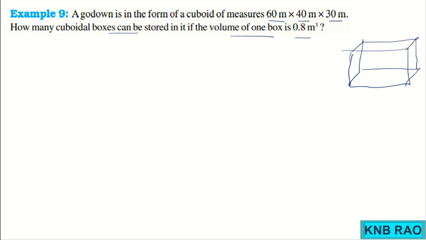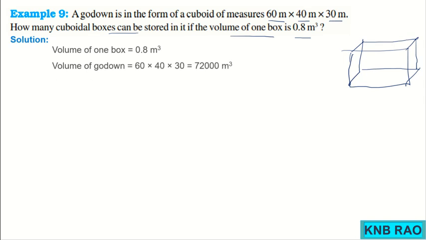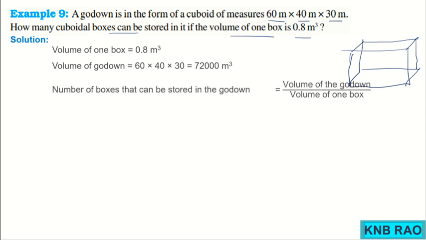Okay. So, volume of the godown divided by volume of one box. Here volume of one box is 0.8 meter cube and volume of the godown is 72,000 meter cube. You know how to find 60 into 40 into 30. The number of boxes that can be stored in that godown is volume of the godown divided by volume of one box. Thus, 72,000 by 0.8 gives 90,000 boxes that can be stored in that godown.